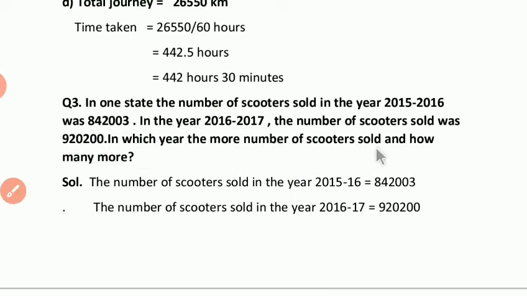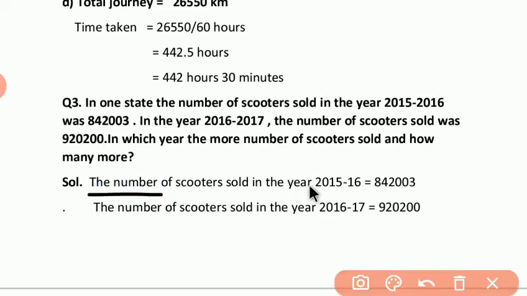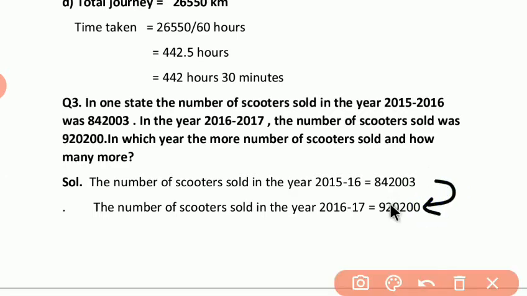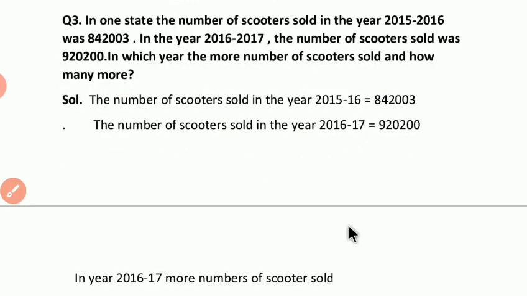Here we have to see in which year more scooters were sold. So first we will write the given data. The number of scooters sold in the year 2015-16 was 8,42,003, and the number sold in the year 2016-17 is 9,20,200. By comparing these two numbers, you can easily see that 9,20,200 is greater than 8,42,003. It means the number of scooters sold in the year 2016-17 was more.